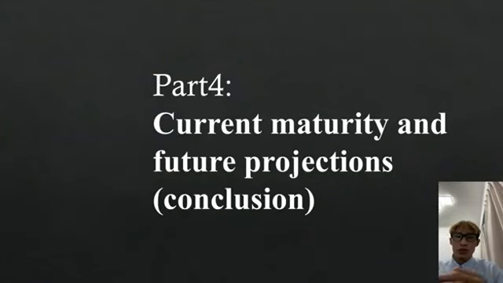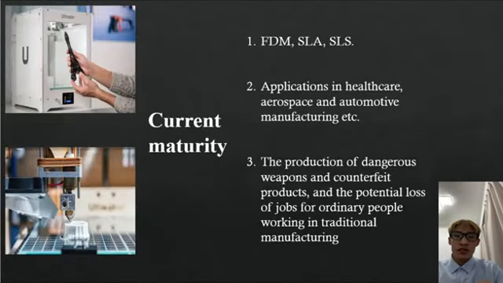Okay, so now let's move to part 4, the current industry and the future projections. Currently, a number of 3D printing technologies are accessible, each with a unique set of benefits and drawbacks. FDM, SLA, and SLS are the most popular forms. The most used technology is FDM, mainly because it is inexpensive and simple to operate. In terms of application, 3D printing is employed in numerous sectors, including consumer goods, healthcare, aerospace, and the automobile industry. However, there are some characteristics of such a high technology that are immature, such as the fact that a criminal organization can use it for the production of dangerous weapons, and that it can cause unemployment for ordinary people working in traditional manufacturing.